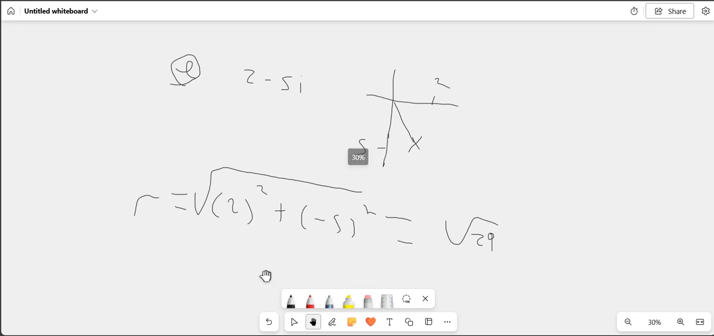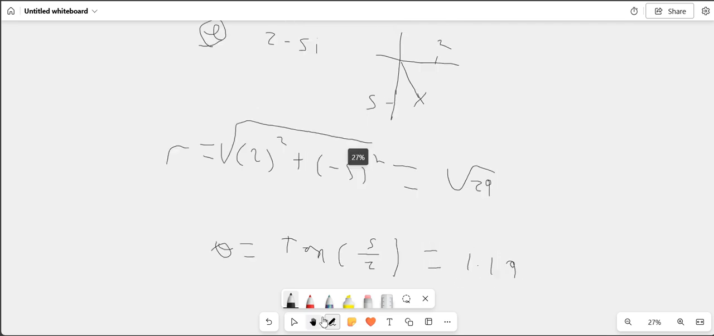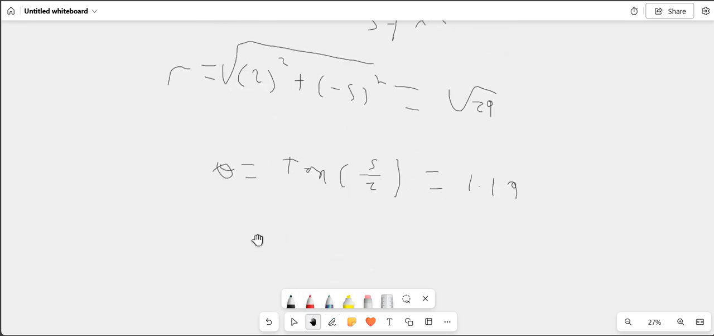And then theta is going to be tan inverse here. Again, don't worry about the sign, just 5 over 2, and that's 1.19. Now, because it's in this quadrant, what you do is you do negative theta. So you do negative times the angle. So this angle will be negative 1.19. So the final answer will be root 29 e to the power of negative 1.19i. Easy.